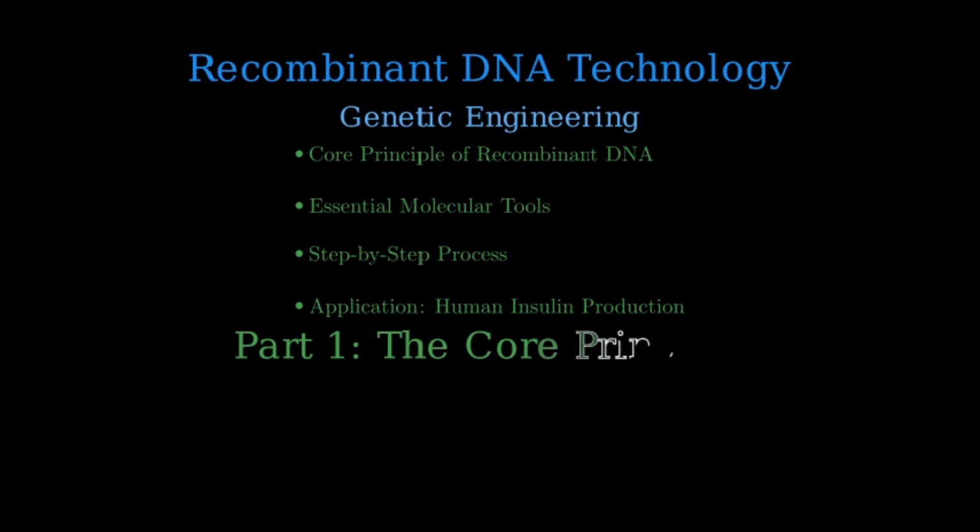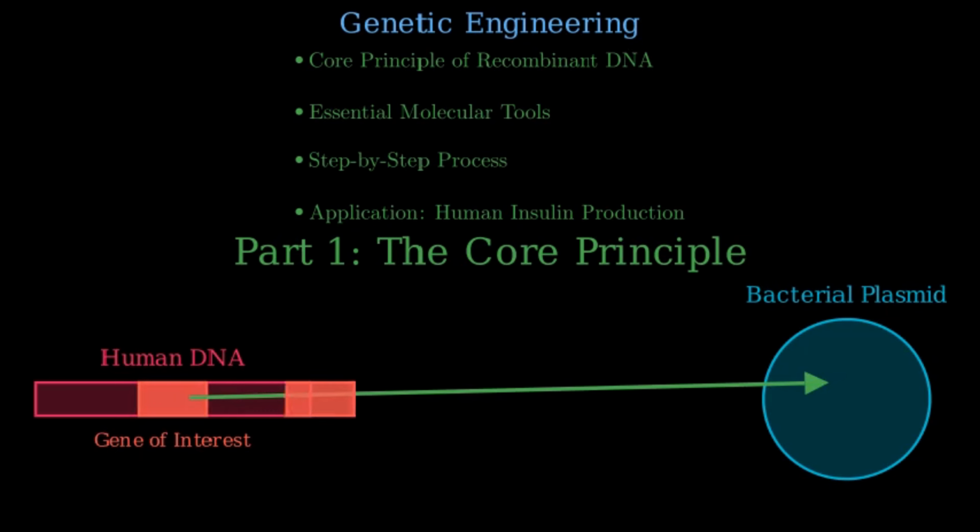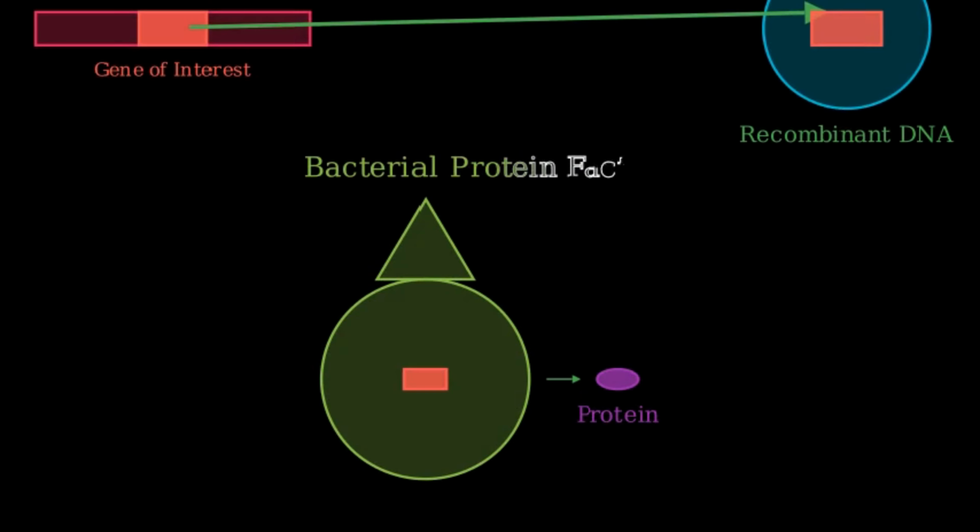Part 1. The core principle. What are we actually doing? At its heart, recombinant DNA technology is the process of taking a specific gene from one organism and inserting it into another, usually a simpler organism like a bacterium. Why do we do this? The goal is to make the recipient organism produce the protein that the inserted gene codes for. We are essentially turning simple organisms like bacteria or yeast into tiny programmable factories for producing valuable proteins.